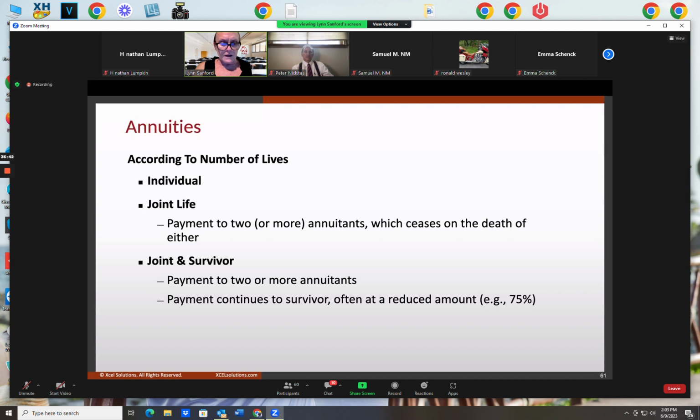And many times married couples will choose a joint 2/3 or joint 1/2 payout because they know they get greater money when they have larger life.